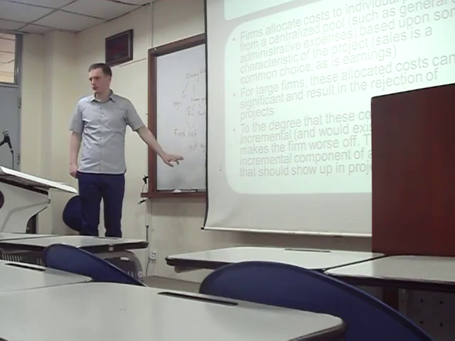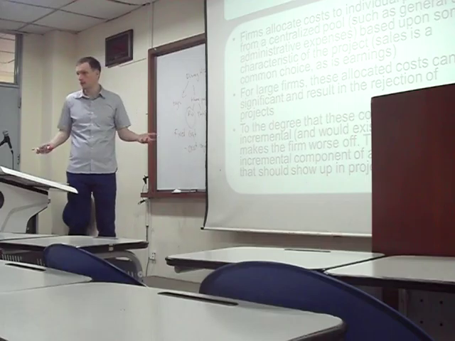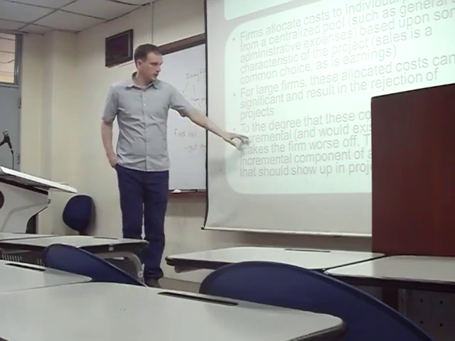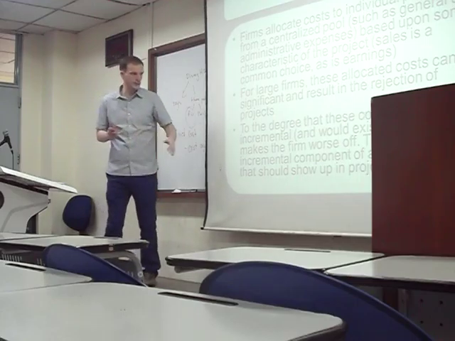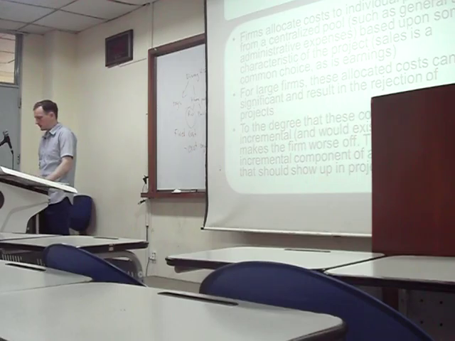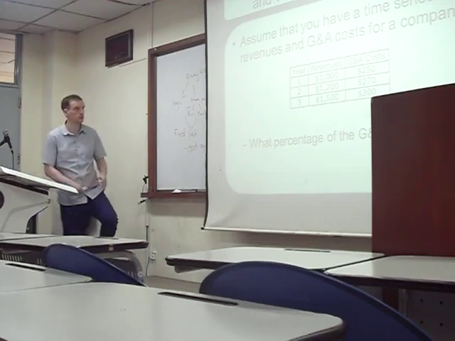And the fixed cost is going to exist anyway, whether we do our project or not. So should that be included in the decision making? No, right? That cost is going to be there anyway, whether we do the project or don't do the project. It's a little bit like sunk cost. So these costs are not incremental and won't exist anyway. Only the incremental component of allocated costs should show up in project analysis. So we have to break the general spread of costs into fixed and variable components. That's what we need to do.